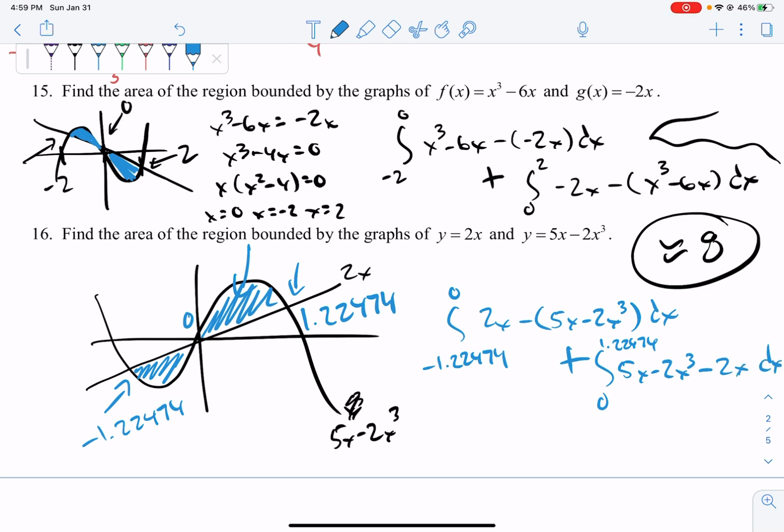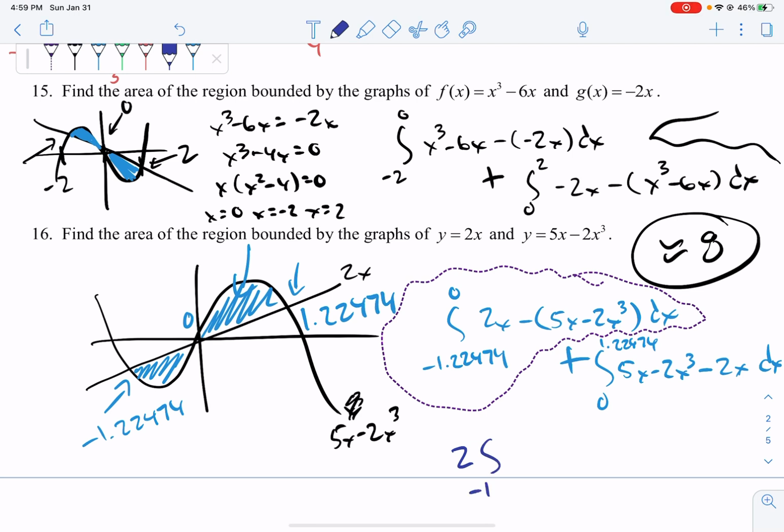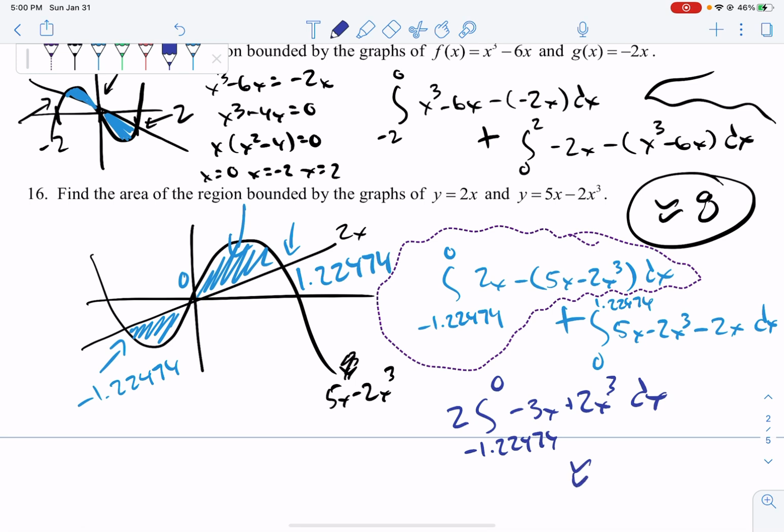That's my bottom curve. Again, this is symmetrical. So you could have taken this region here, and you could have written that as 2 times the integral of negative 1.22474 to 0 of, and if we simplified this a little bit, negative 3x plus 2x cubed dx. That would have given you the same answer as well. Either way, you're going to come out with something like 2.25-ish, I think is where you should end up, okay?